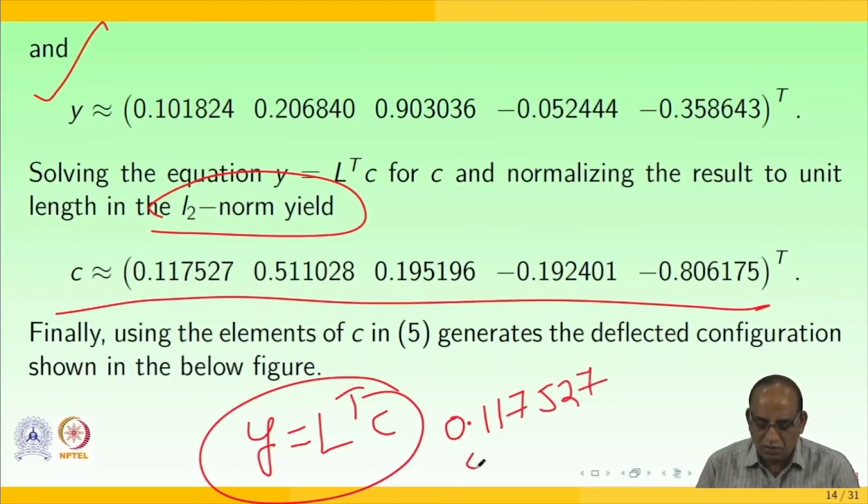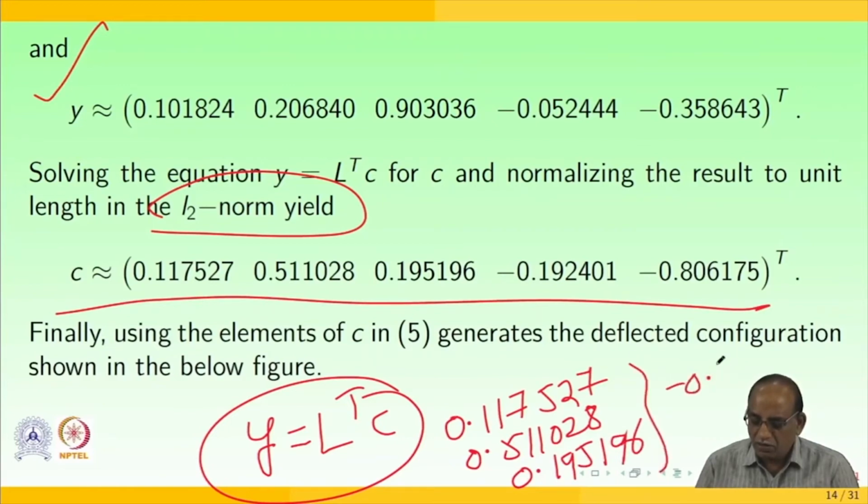0.117527, 0.511028, 0.195196, and minus of 0.192401, minus of 0.806175.